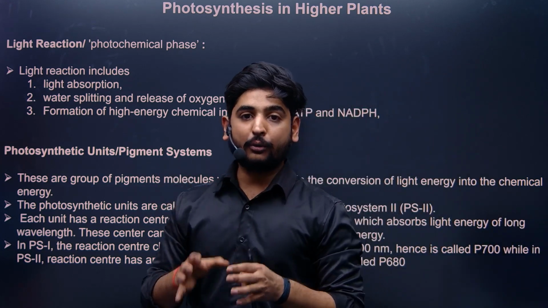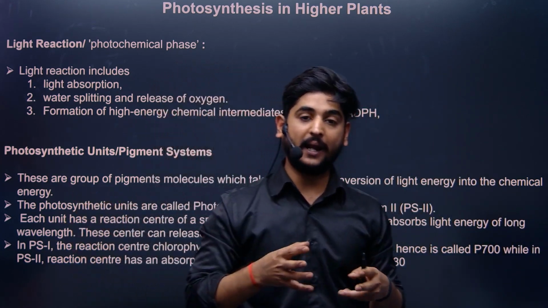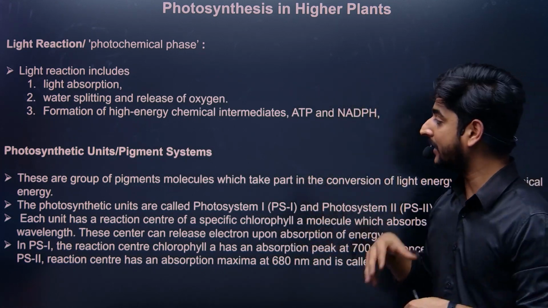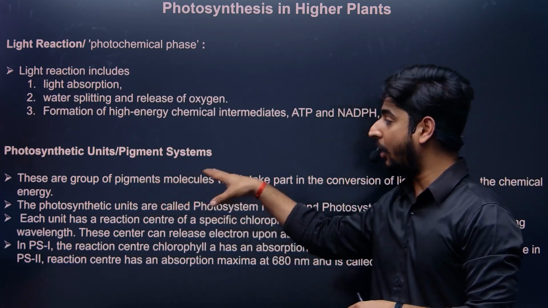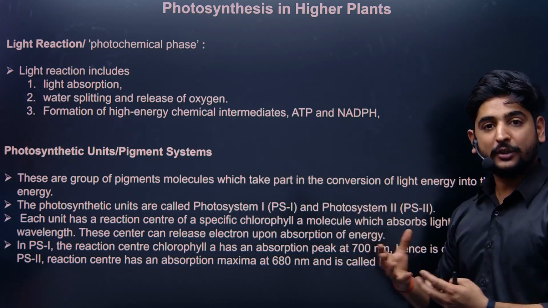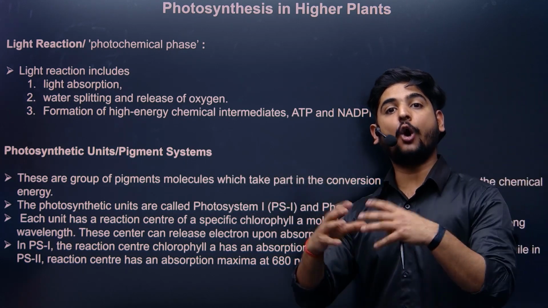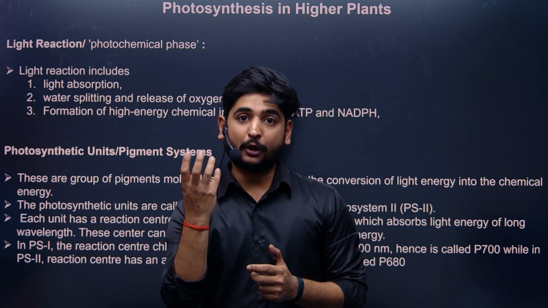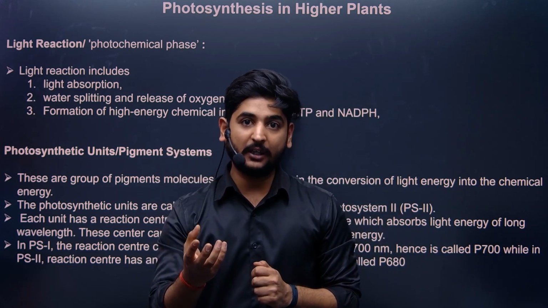So in order to do this, first of all we need to trap light, and the simplest unit that is going to do that for us is the photosynthetic unit or photosystem. So a photosystem is nothing more than a complex of different molecules. The core molecule would be the reaction center, chlorophyll A.